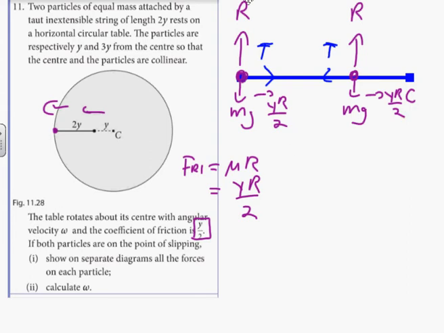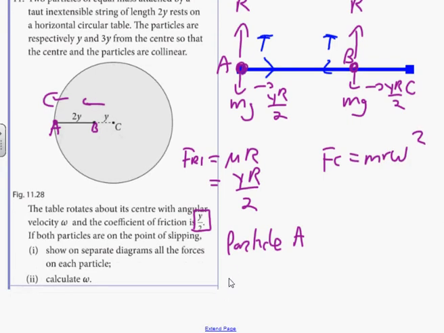Okay, so for the left hand particle, we'll call them particle A and particle B. So I'll call this one A, and this one in here B. Okay, so particle A, same rules apply. Forces up versus forces down. Forces Fc equals mr omega squared. So Fc equals mr omega squared.